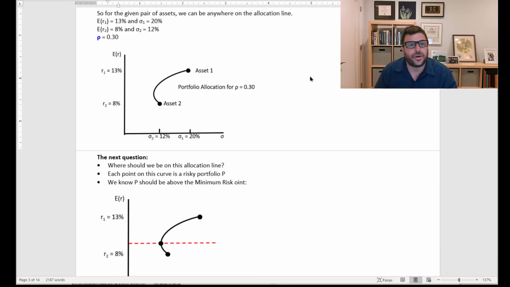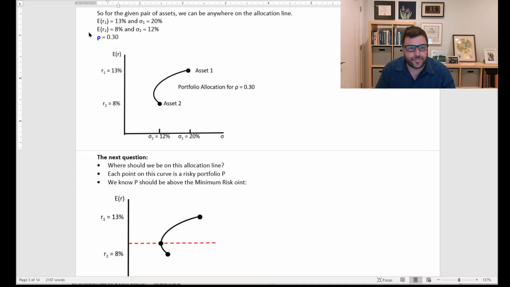So we're skipping a ton of math here. We're just going to try to do this graphically and more descriptively than proving the algebra. The idea is that for a given pair of assets, asset 1 and asset 2, we can achieve any spot on this allocation line. The shape of the allocation line is a function of the correlation coefficient, or the degree of diversification. We know the greater the diversification, the further to the left.